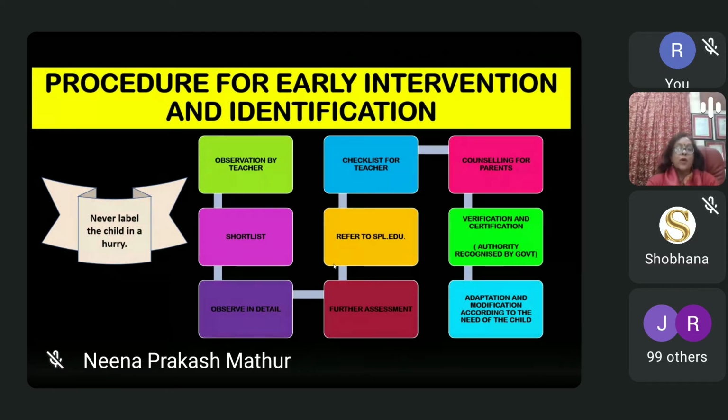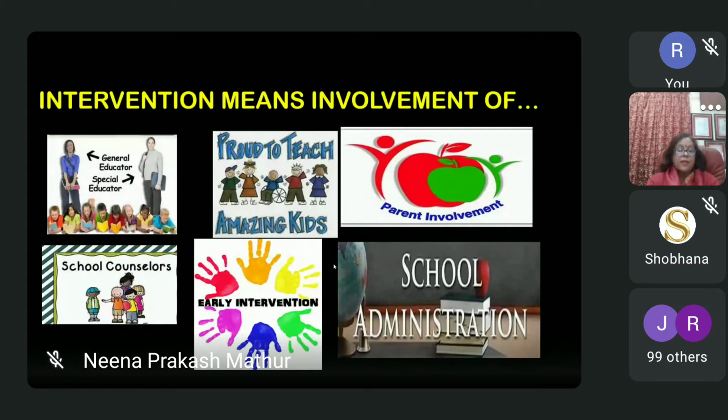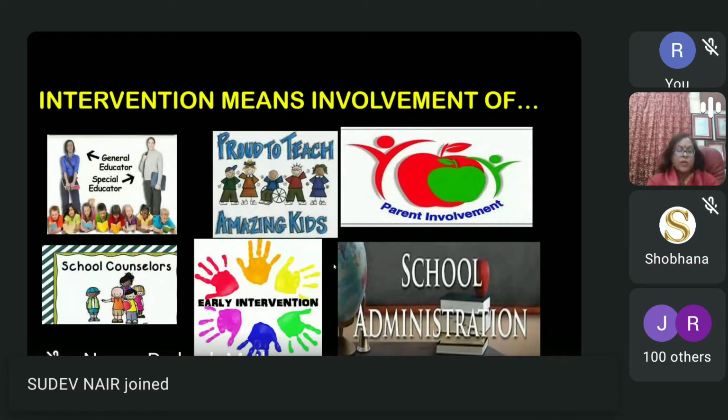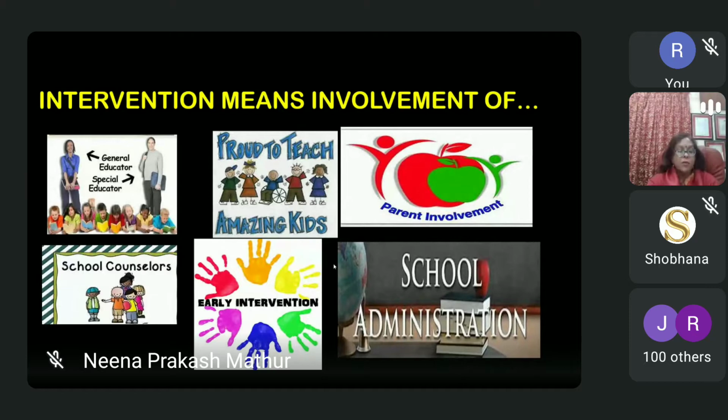Here, we have to adapt and modify our teaching strategies, the content, the curriculum, the assessment techniques according to the needs of the child. For each child, we make a specific learning plan. This is not an easy task. It's not a cakewalk. And the entire school has to get together to make this possible. All the stakeholders have to play a very important role.